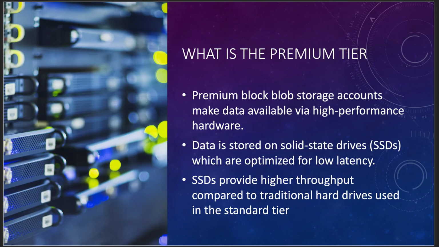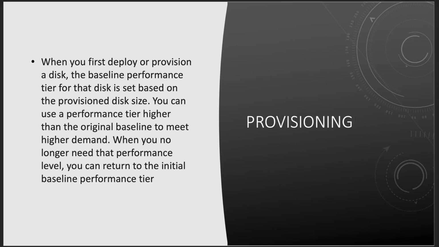The premium tier is premium block storage accounts that make data available via high performance hardware. And again, solid state drives, they're optimized for low latency, and you get this crazy wicked fast higher throughput compared to traditional hard drives used in the standard tier. So again, premium is solid state drives, which you find in your phones, and the standard tier is regular old hard drives. So provisioning, this is kind of neat because you can actually move things around. When you first deploy or provision a disk, the baseline performance tier is set on the size, right?